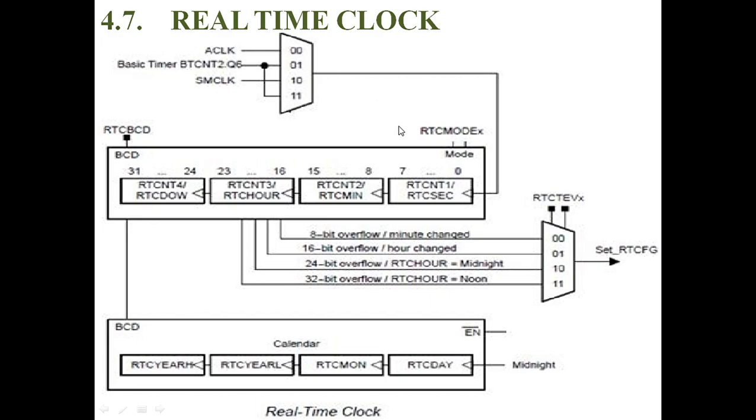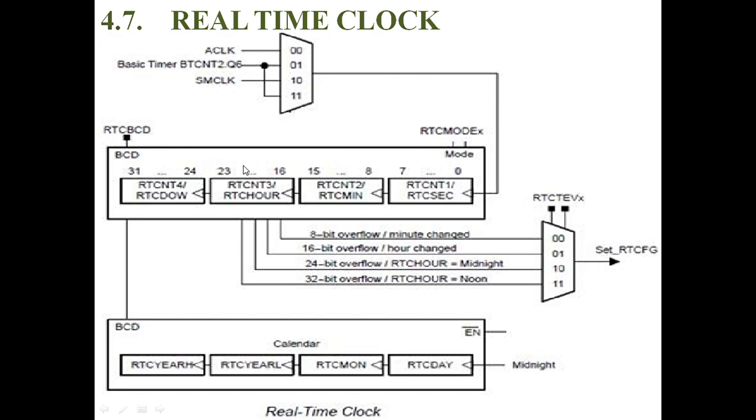So if the RTC mode is 00, it indicates a 32-bit counter sourcing from the auxiliary clock. If the RTC mode is 01, there is a 32-bit counter sourcing from the basic timer. If the real-time clock mode value is 10, it is a 32-bit counter sourcing from the subsystem master clock. If RTC mode is 11, it acts as calendar mode sourcing from the basic timer. Similarly, if you want to represent the real-time clock data in BCD, its value is 1.